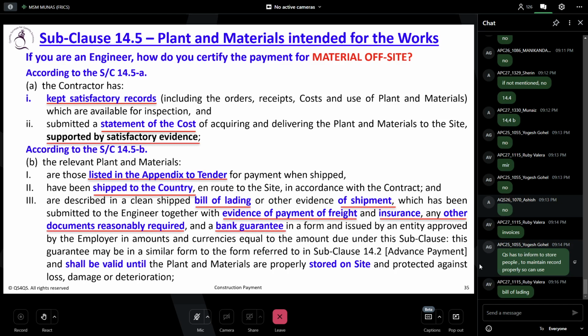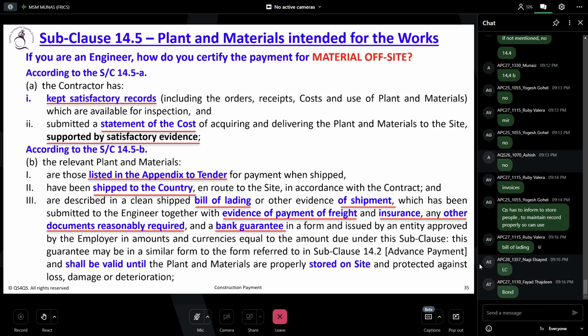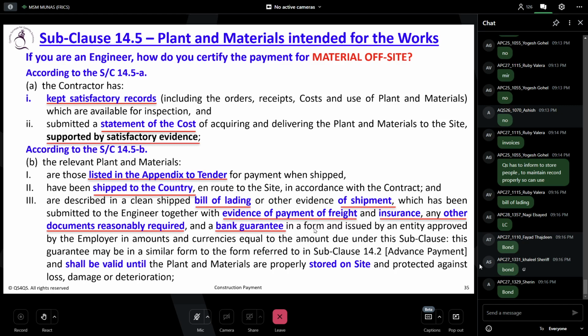And bank guarantee. What do you mean by bank guarantee? You all remember this subclause somewhere we touched before. Anyone remember? Offsite bond, yes, bond, under the bond. Very good. So the people who don't study, don't worry, we'll study again. We only touched this subclause.